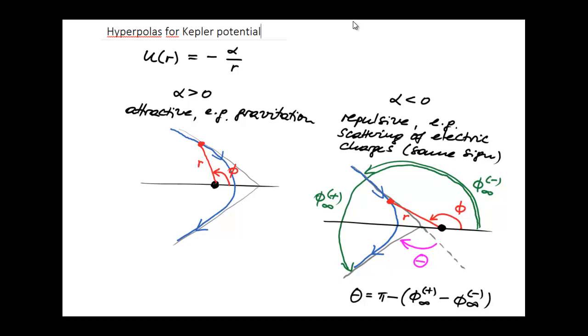I would like to focus from now on the repulsive case. So we take this scenario on the right, that we have a repulsive Kepler potential. On the previous page, we expressed the scattering angle in terms of the asymptotic angles, phi plus and phi minus.